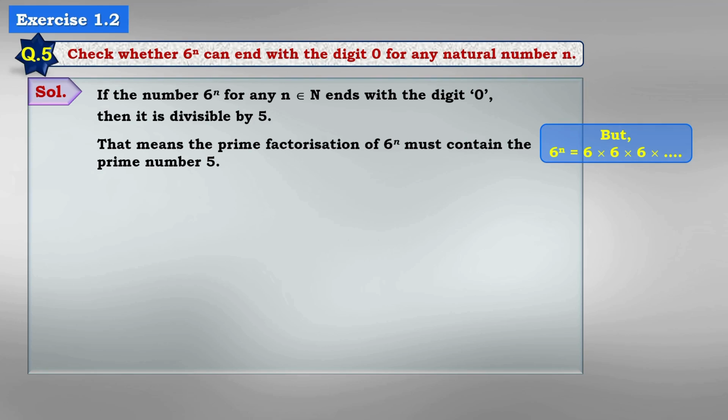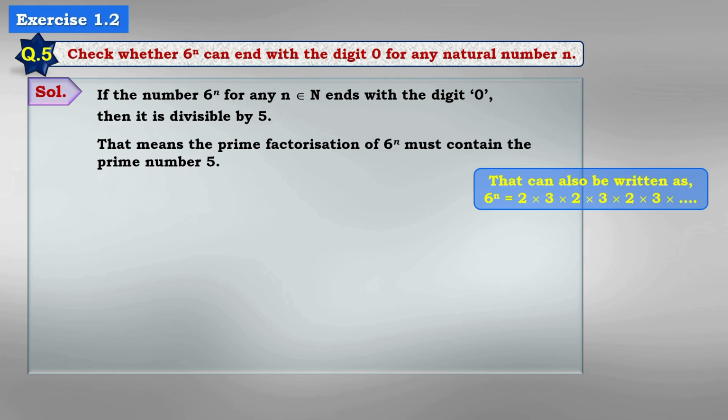So 6 to the power n means 6 multiplied by itself n times, right? Now 6 can be represented as 2 into 3. So 6 to the power n is 2 into 3 into 2 into 3 into 2 into 3, and this keeps on going for n times. Here 2 and 3 are clearly prime numbers. We have never got the number 5 over here, right? So in this case, it is not possible to get the prime number 5.